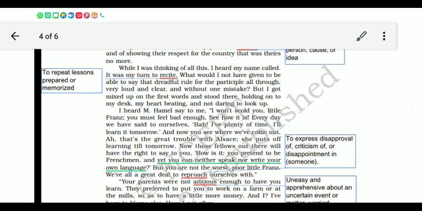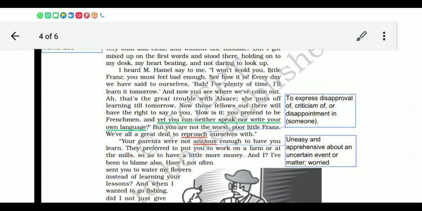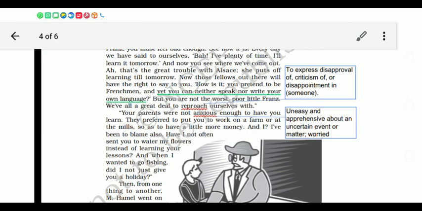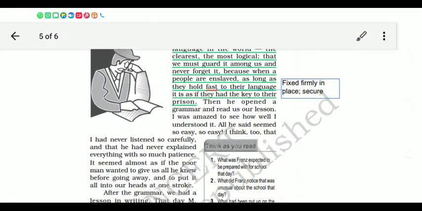Reproach: to express disapproval or criticism or disappointment. Anxious: uneasy and apprehensive about an uncertain event or matter. Or in simple meaning, anxious means worried, as when he says your parents were not anxious enough to have you learn. Next page. Fast: here fast is not as you say tez. Hold fast means fixed firmly in a place. Pakad bana ke rakhna.